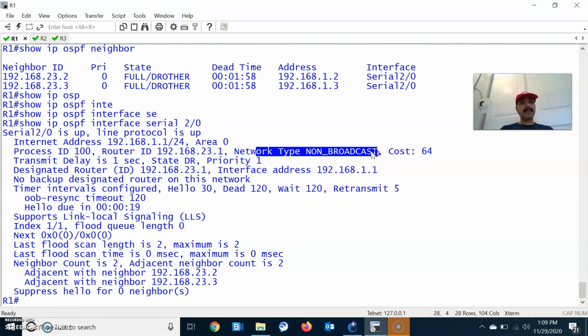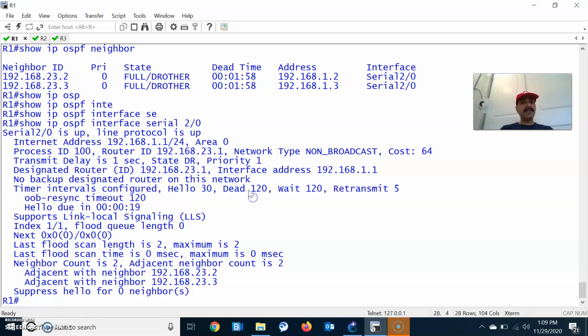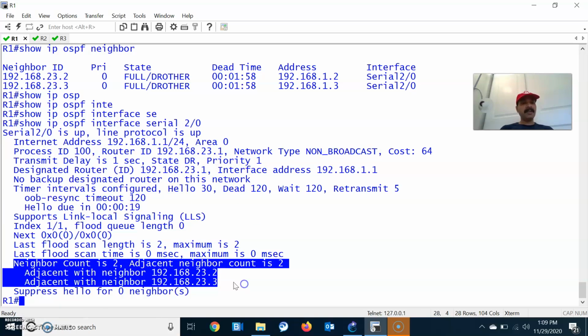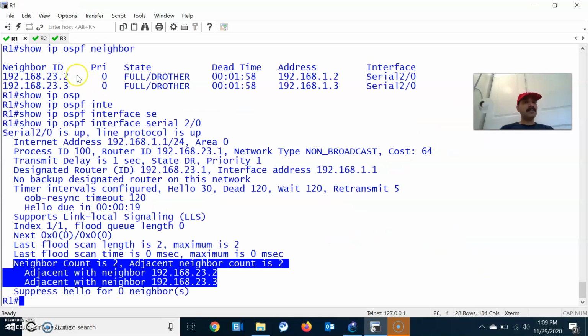The network type is non-broadcast, the hello timer is 30 and the dead interval is 120, and the default priority is 1. It will show all the neighbors. We have configured the two neighbors. It is showing the manual neighbors. Since it is a non-broadcast network, I have configured the two individual neighbor relationships, right?